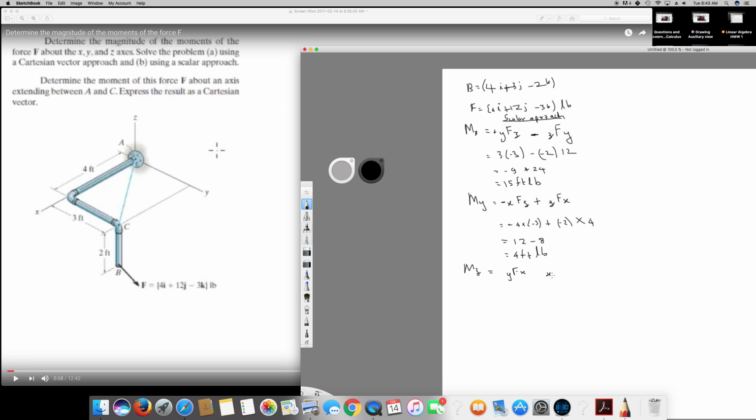Next question, they're asking to determine the magnitude of moments of the force F about x and y axes. Solve the problem using the Cartesian vector approach and using a scalar approach. So I have done the scalar approach, so let's do the Cartesian vector approach.